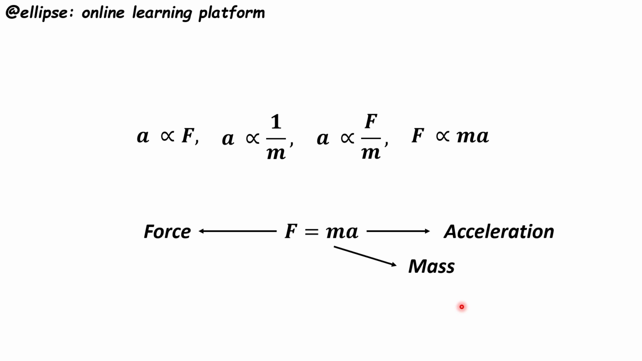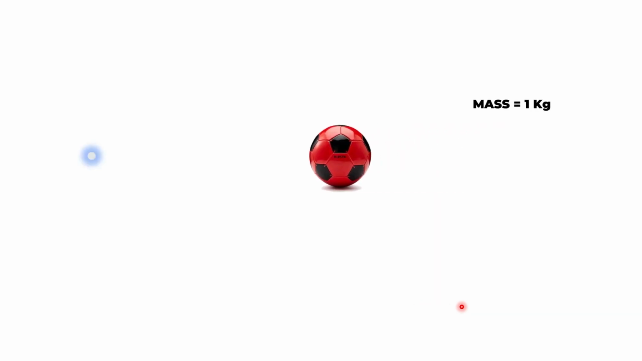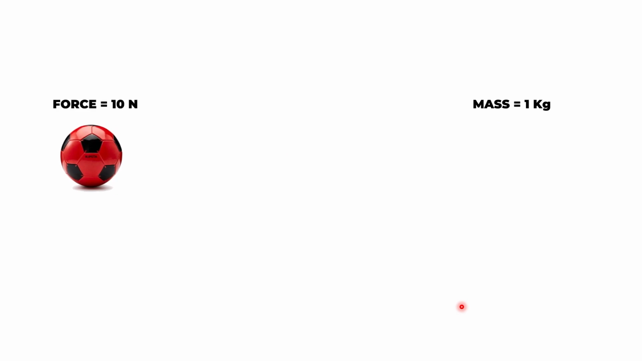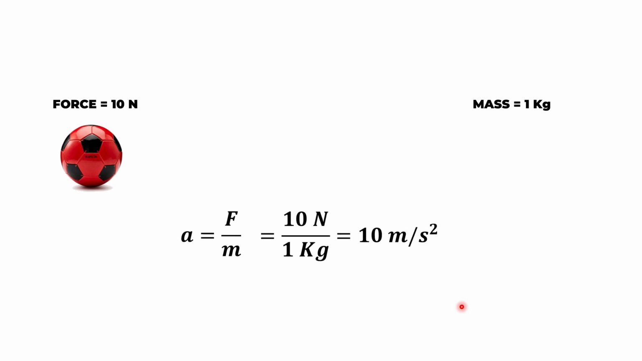Let's try to understand this with an example. Let's say we have a ball with a mass of 1 kg. We apply a force of 10 N to the ball. Using the formula F = ma, we can calculate the acceleration of the ball. F is equal to 10 N, m is equal to 1 kg, so a is equal to F by m, that is 10 by 1, which is equal to 10 meters per second squared. This means that the ball will accelerate at the rate of 10 meters per second squared.